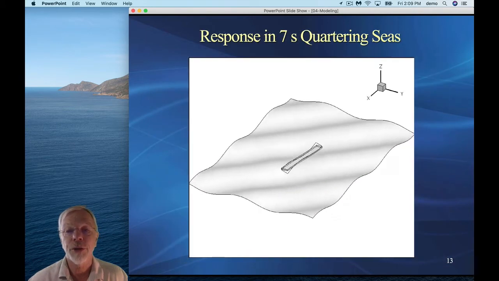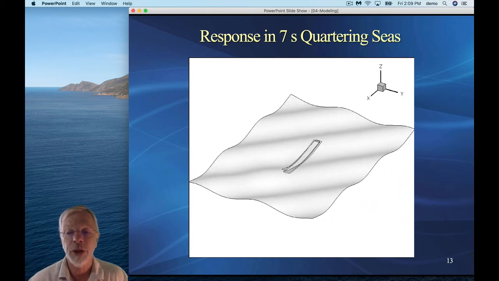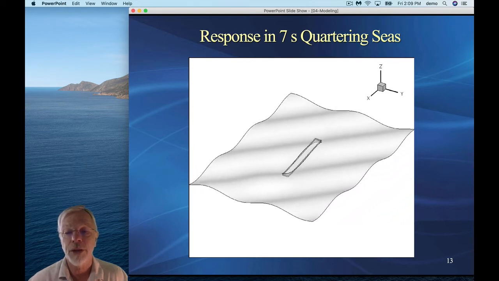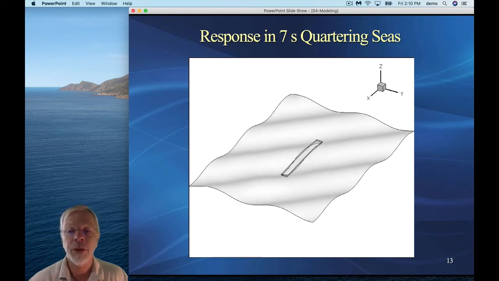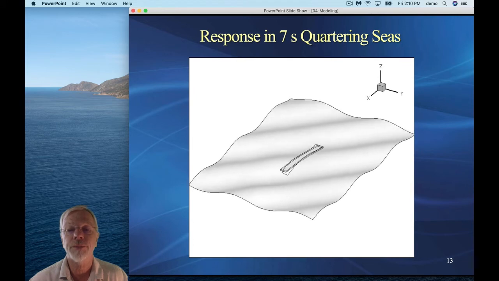This video shows the response in 7-second quartering seas. And again, if we look, we can tell that there's not only vertical bending of this structure, there's also a sort of twisting, torsional kind of response.